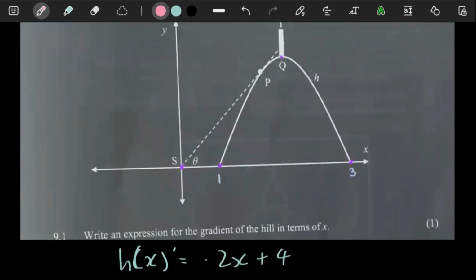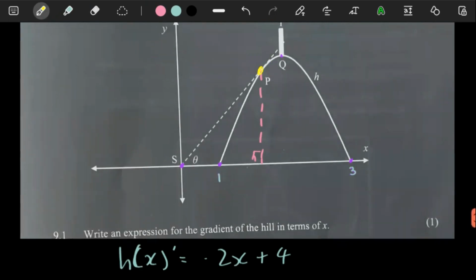So this is what I'm thinking of. If we're going to get the angle here, we can think of Pythagoras theorem. We can just think of this right angle triangle. We can get the x value of P, and if we have the x value of P, we have this distance. If we have the y value of P, we have this distance. Then we can use tan to get theta.